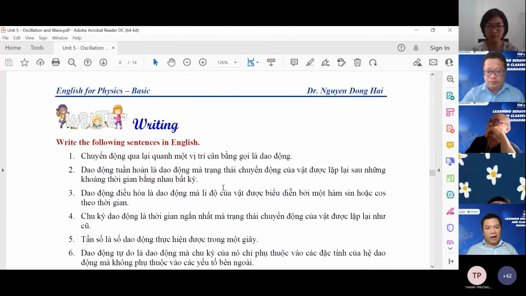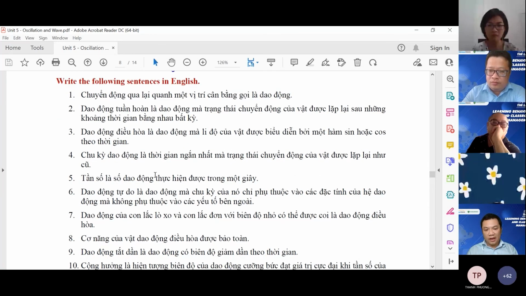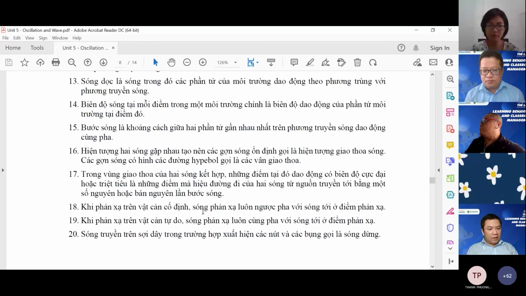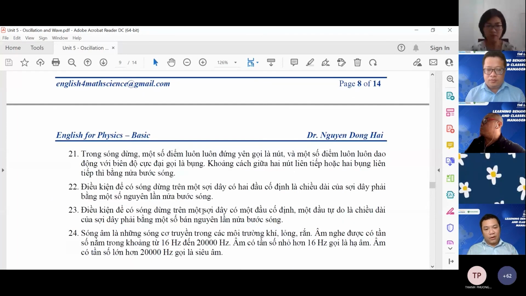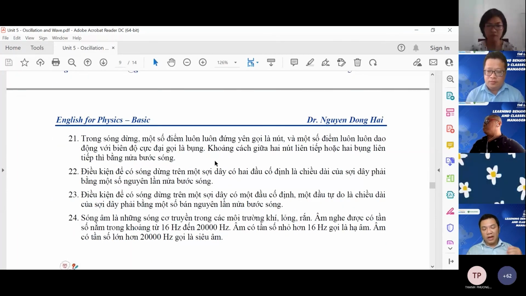Then comes the writing. I spend most of the time in this course on writing because I want them to write a neat lesson plan without many grammatical errors. These are the contents in physics that they are going to teach their students, like the definition of an oscillation, the definition of a period or frequency. How are you going to say it in English? So write it first. After the students write it, I ask them to read it aloud, learn it by heart, and explain it to their students without looking at the paper. That is how I use the writing section.